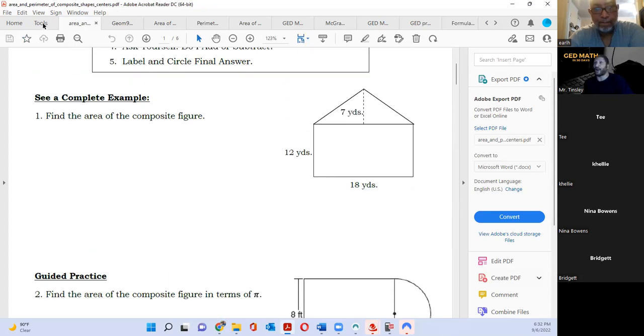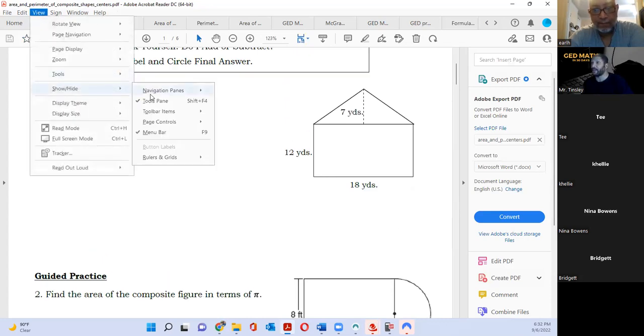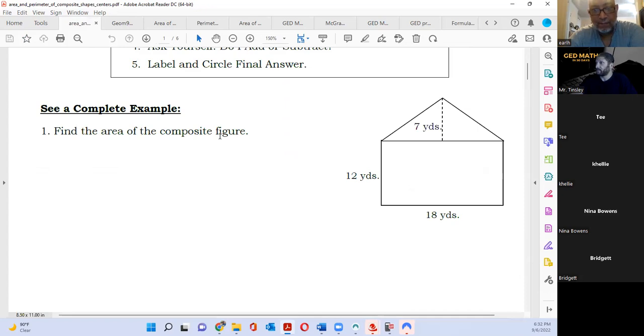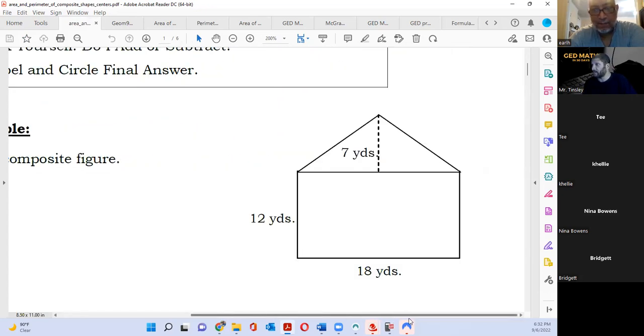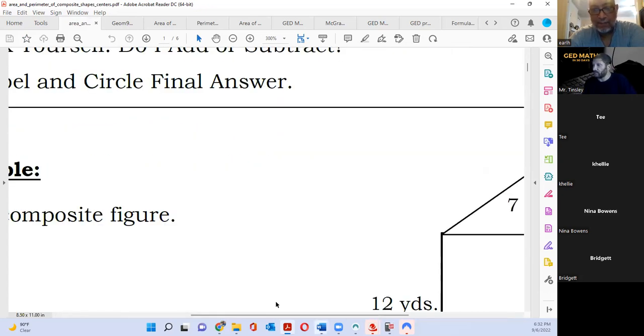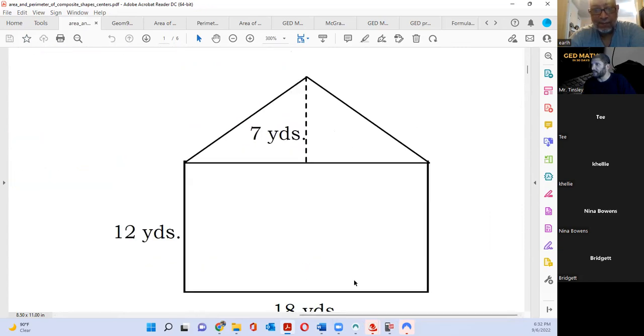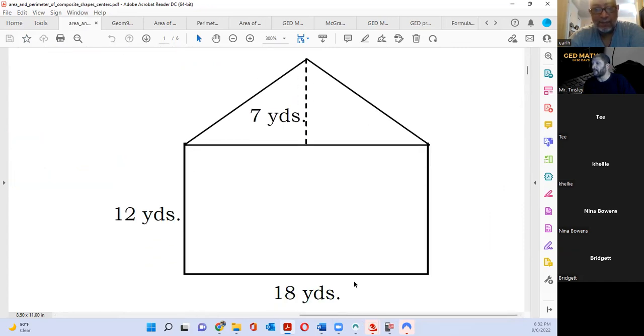Oh, like that one right there. I like that one right there. Let me see if I can get this in. Make it a little bit bigger so everyone can see it nice and clearly. Okay, so we can see that, right? We want to find the area of this composite shape.